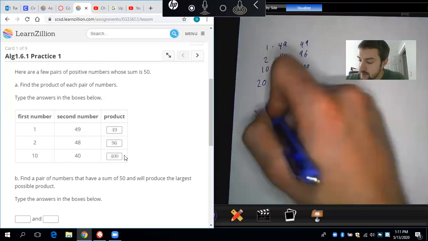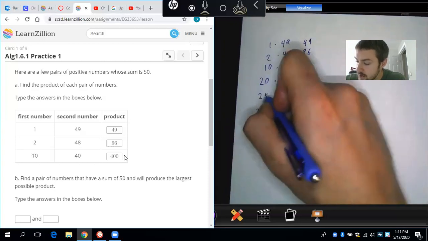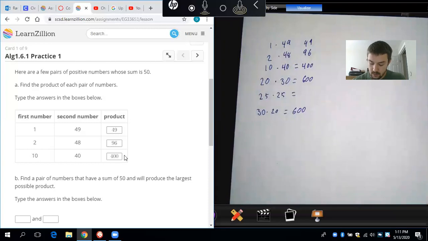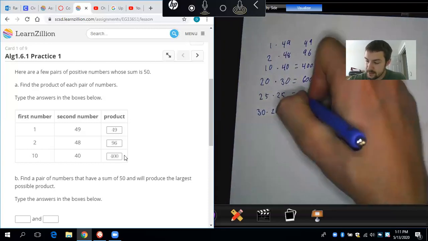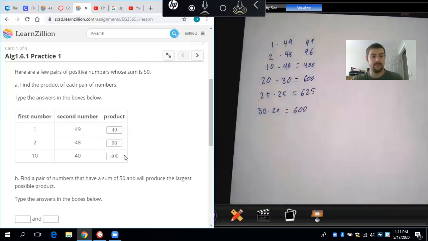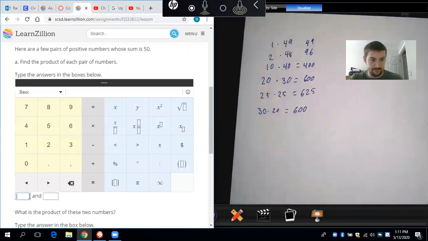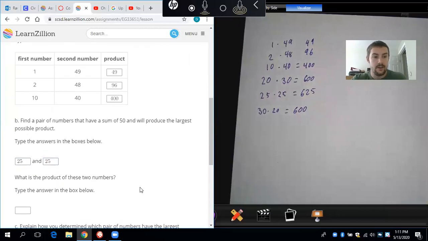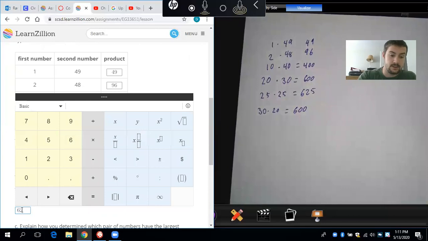What you're eventually going to find is that when you get 25 times 25, that's going to be your biggest number. And so what you're going to get right there is a product of 625. This is kind of introducing us to that shape of a quadratic and the pattern, things that quadratics follow. So what is the product of those two numbers? 625.